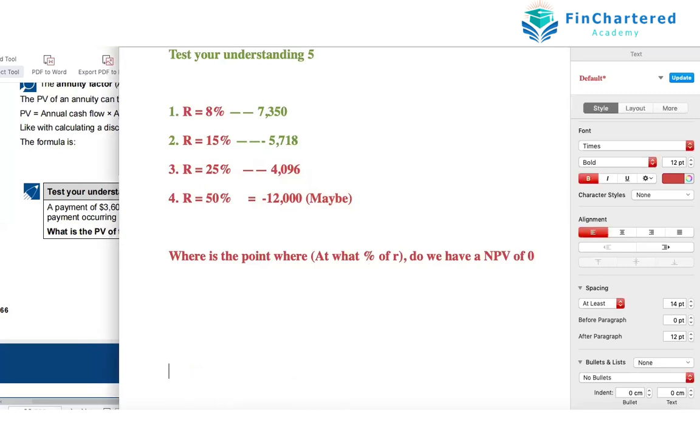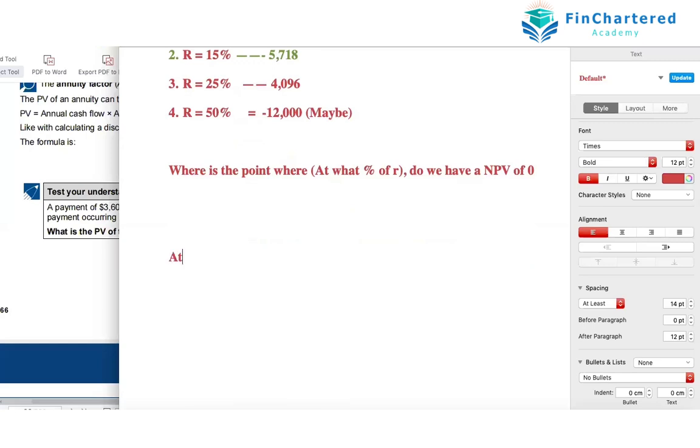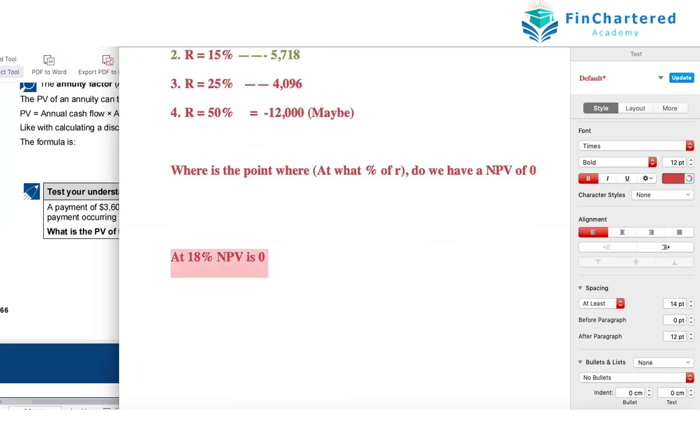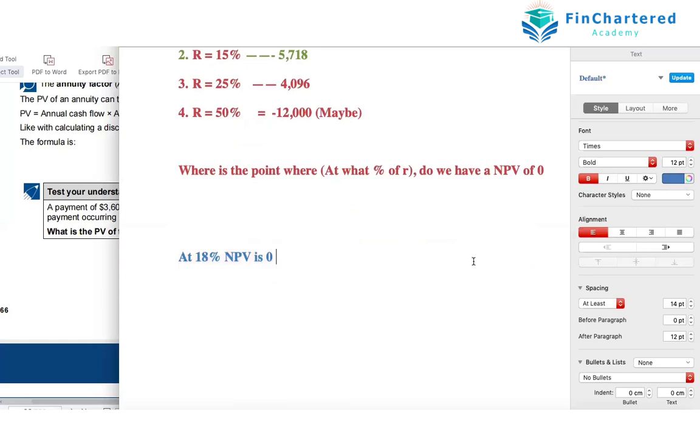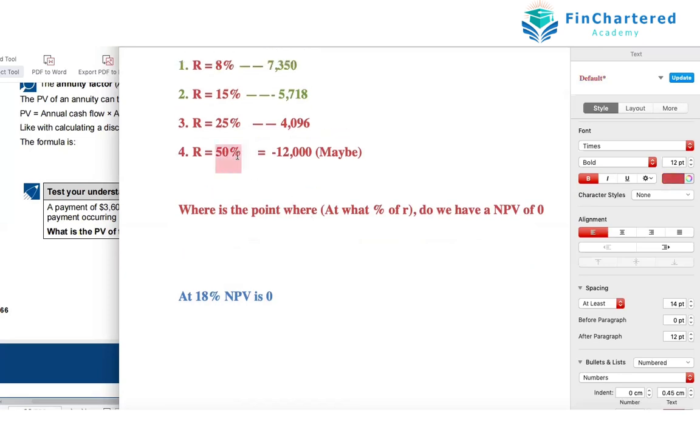For example, if I tell you that at 18%, NPV is 0, meaning anything more than 18% will be a loss, because as we've seen, as the rate increases, NPV decreases. So now you know at 19%, you will have a negative NPV. And at anything less than 18%, you know at 17%, you will have a positive NPV.